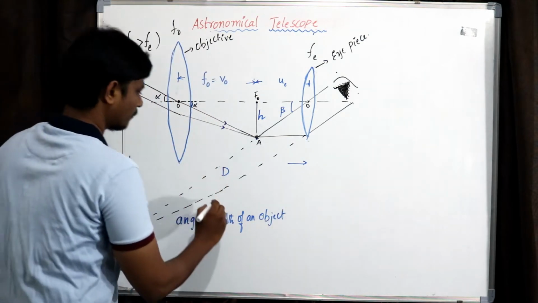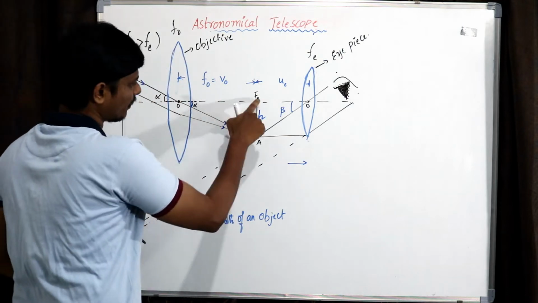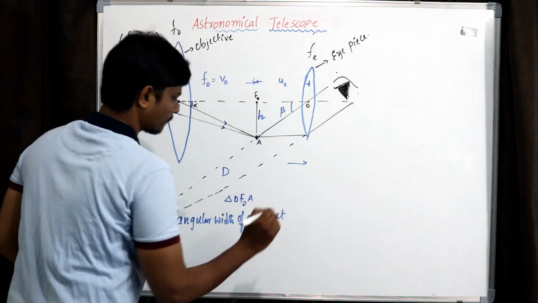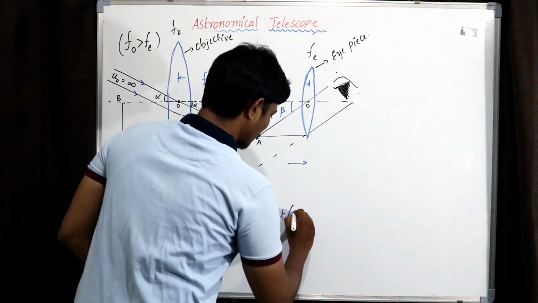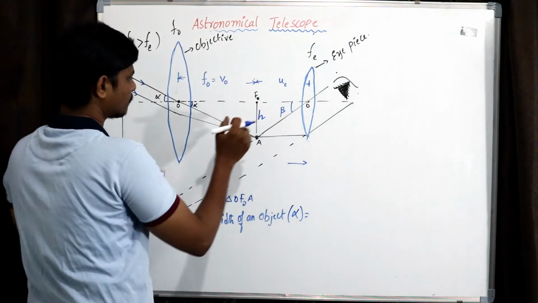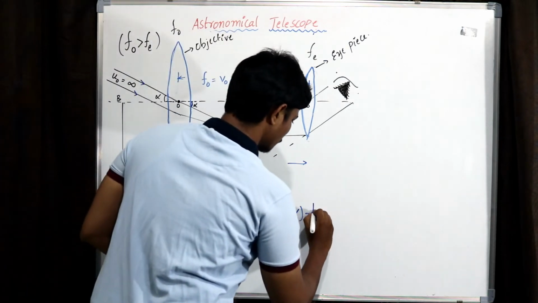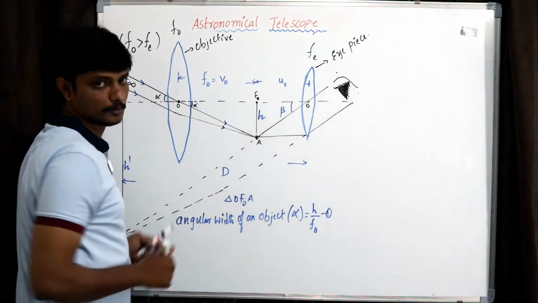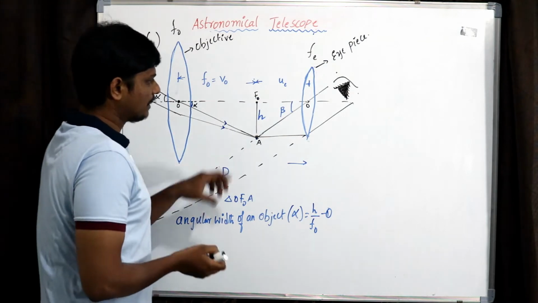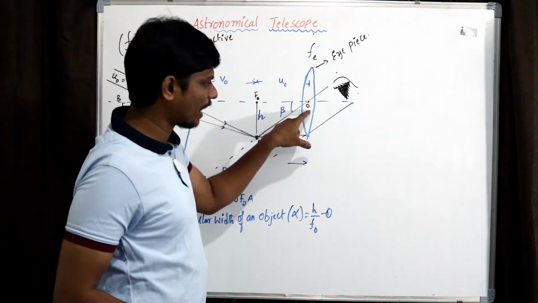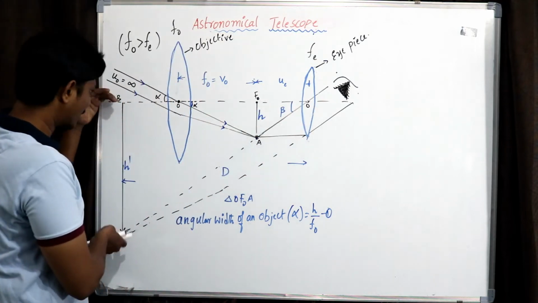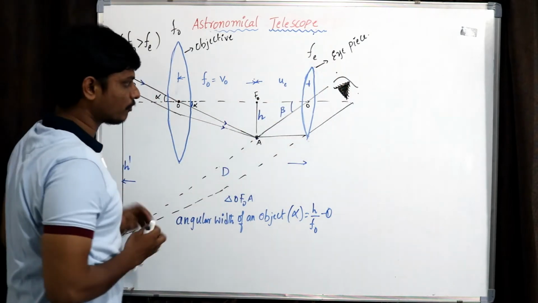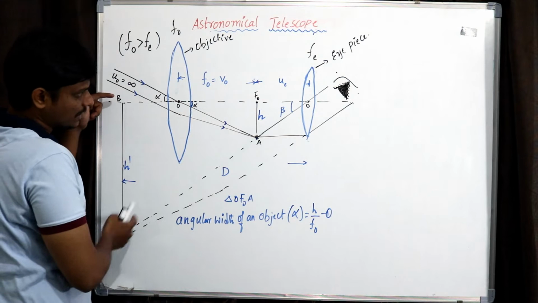How will you calculate? From triangle OF0A, if you look at it, the angular width of an object, alpha, is equal to h by f0. Now this image will act as an object to the eyepiece. Finally you will get an image at BB dash. It is highly magnified, so you see through it. Therefore, the angular width of the image is beta.